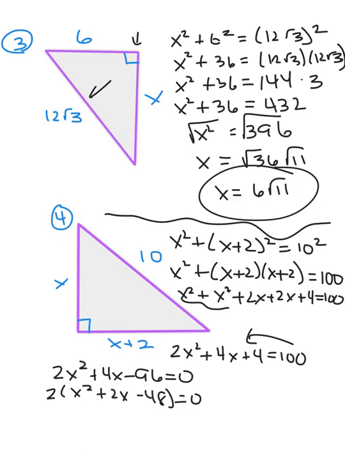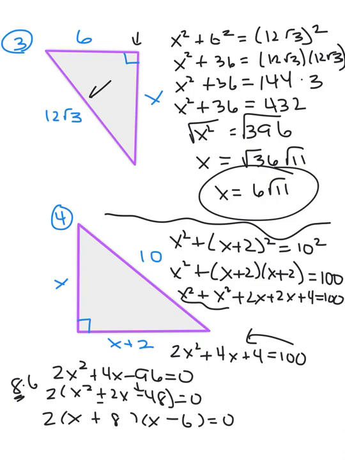Now I have to try to factor it. Again, my signs are opposite because I have a negative here. I have an x and an x. Factors of 48 that when I subtract, I get to 2. That's going to be 8 times 6. I need 8 to be positive because that's positive. So there we go. 2 times the quantity of x plus 8 times the quantity of x minus 6 is equal to 0.